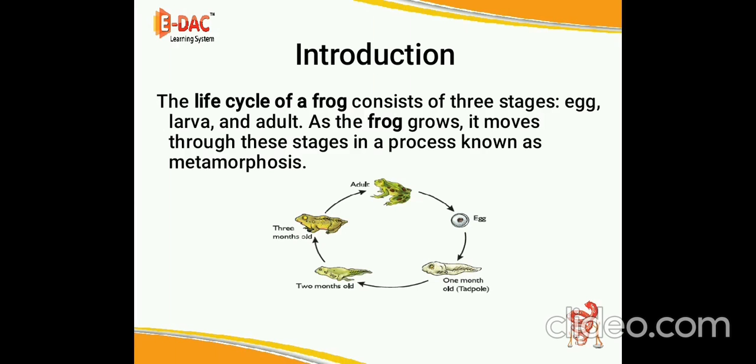Let's begin with the introduction. The life cycle of a frog consists of three stages: egg, larva, and adult. As the frog grows, it moves through these three stages in a process known as metamorphosis. To understand the same, you can see the picture given below.